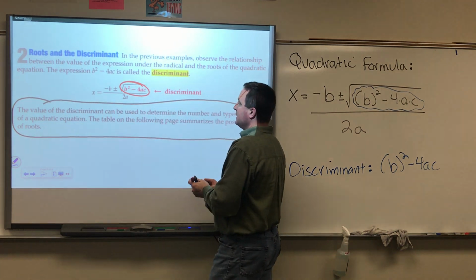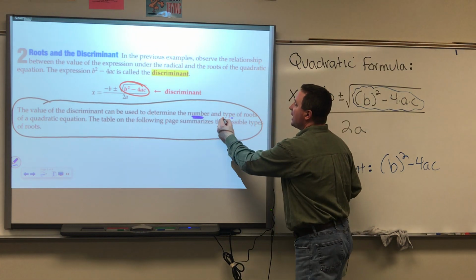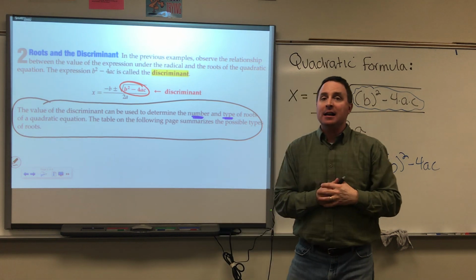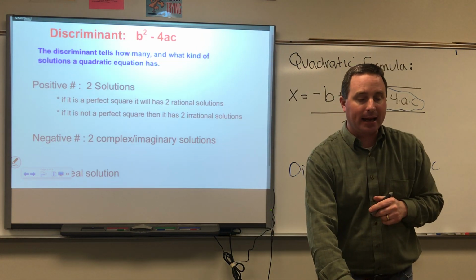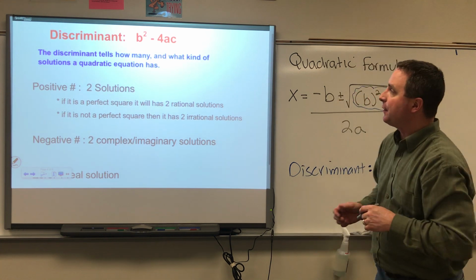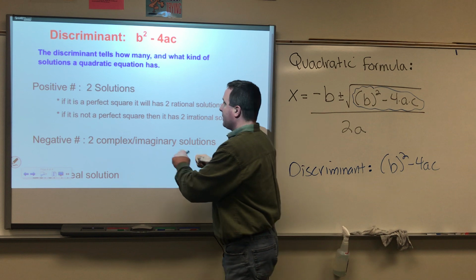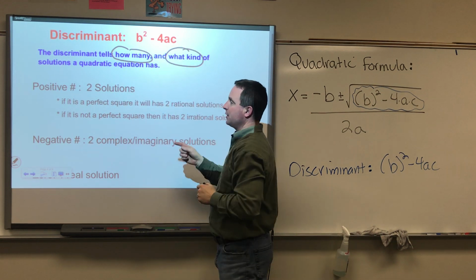The discriminant tells us the number and type of roots. In other words, it tells us how many solutions there are, and it tells us what kind of solutions they are. And that's what I have right here. There are three different things that can happen. It tells how many solutions and what kind of solutions there are.